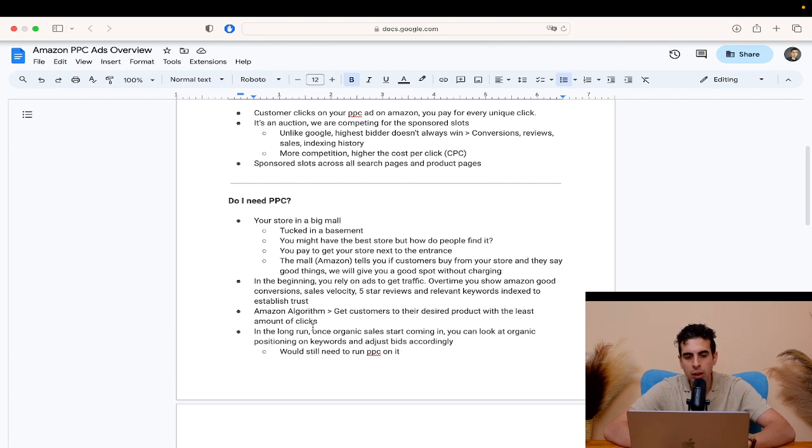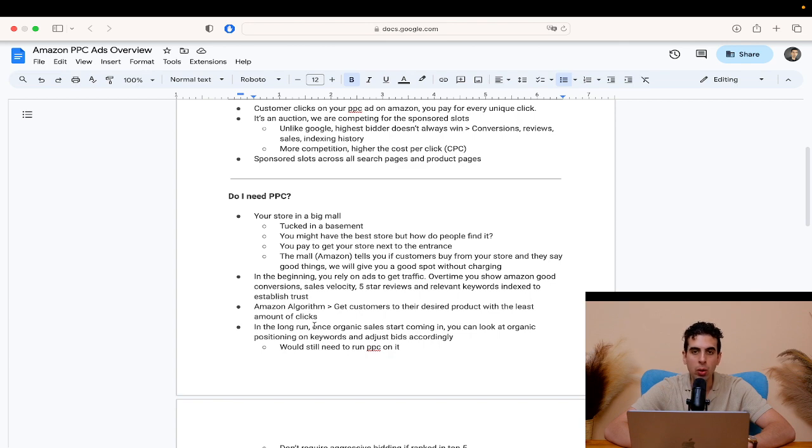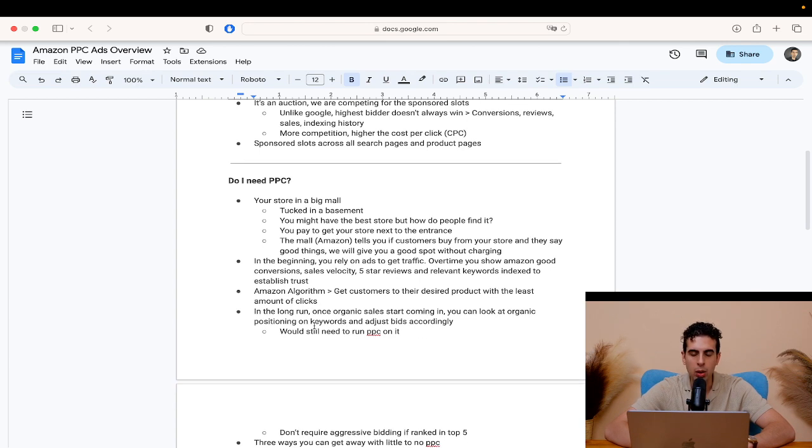Okay. Now in the long run, once you have organic sales coming in, you can look into adjusting your bids and maybe lowering the rank on sponsored listings. As an example, if on a specific keyword you're ranked in the top 3 or top 5, showing up as a top spot on sponsored listings is probably not the best approach. So you can let go of the advertising, reduce the bid a little bit.